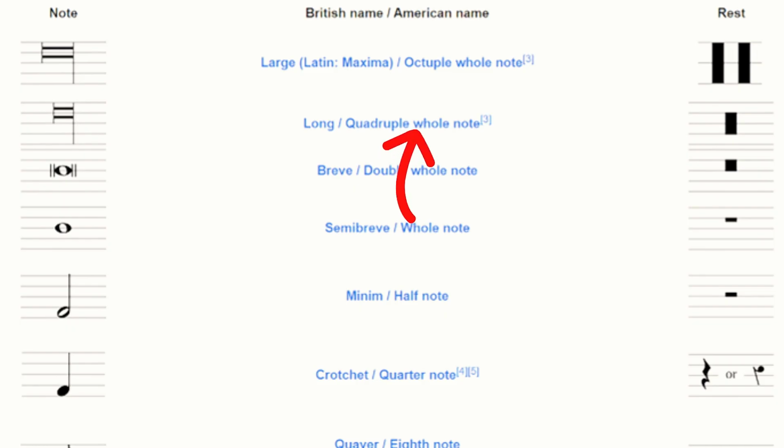So look at this one again. We also have the maxima, which is even longer, worth 8 whole notes. You can imagine how long that note is going to be.